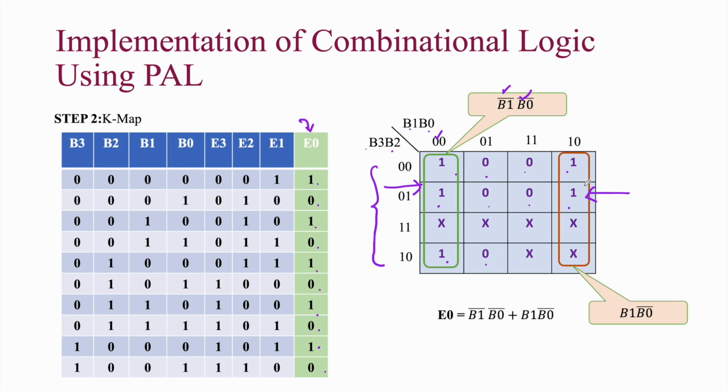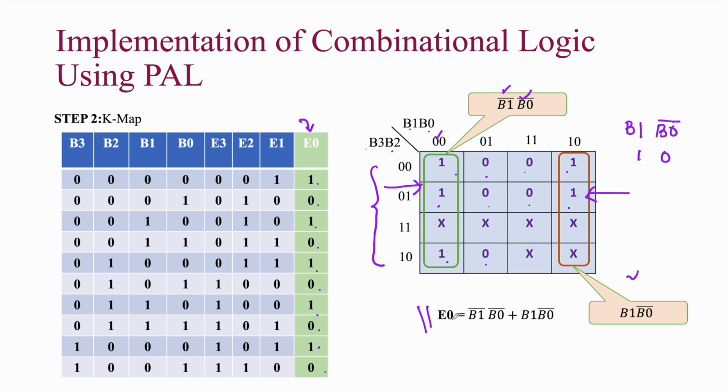Similarly, for this group, there is no term available in common row-wise. We have to consider only columns. Therefore, it is B1 B0 bar, because it is 1 and 0. B1 B0 bar becomes the expression. Therefore, we just write with a plus symbol: B1 bar B0 bar plus B1 B0 bar becomes the expression for E0.